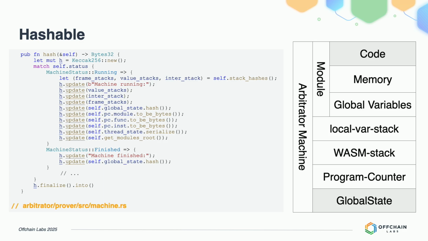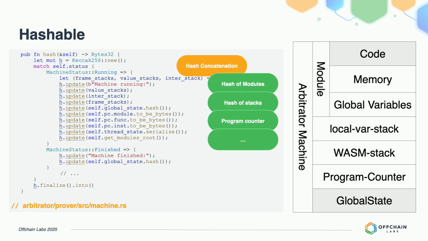Another property it has is that it is hashable, which means I can get a 32-byte hash that depends on every bit of state of the arbitrator machine. So the entire memory, all the code, all the stacks, the full machine that is currently emulated, I can go and get one 32-byte hash that depends on every bit of state in the entire machine.